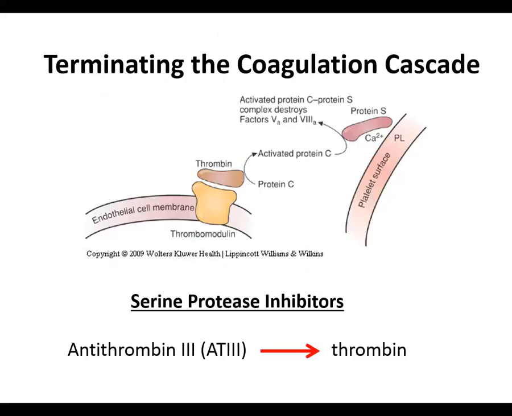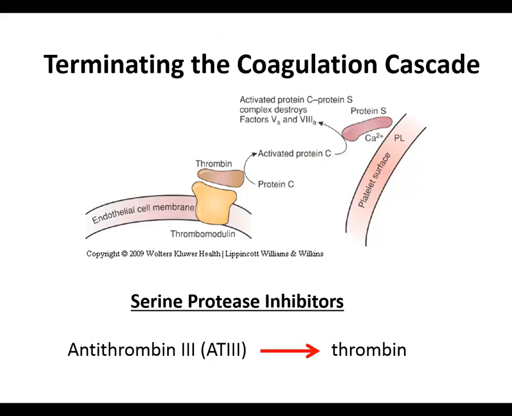The last step of repair is to turn off the coagulation cascade. And the initial signal for turning off the coagulation cascade is made by thrombin. Thrombin, in the presence of thrombomodulin, will cleave off the peptide from protein C, forming active protein C. And active protein C, in the presence of calcium, will associate with protein S. And together, this protein C-S complex will proteolytically degrade factor 5 and factor 8, thus slowing down the coagulation cascade.